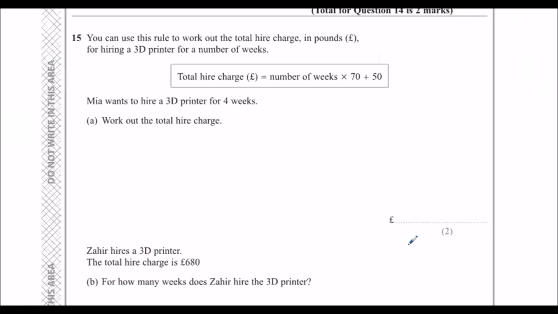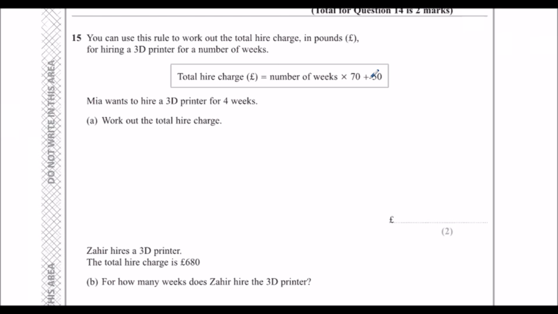Question 15. You can use this rule to work out the total hire charge in pounds for hiring a 3D printer for a number of weeks. So the total hire charge is the number of weeks times 70 plus 50. Mia wants to hire a 3D printer for 4 weeks. Work out the total hire charge.